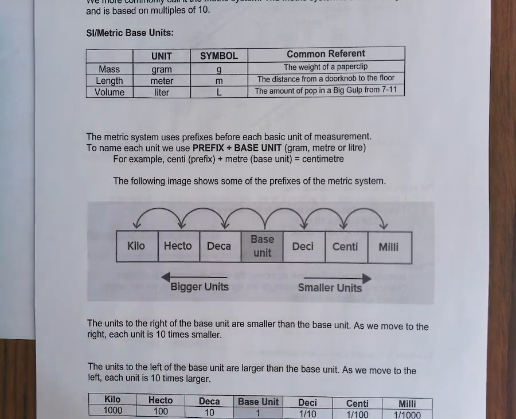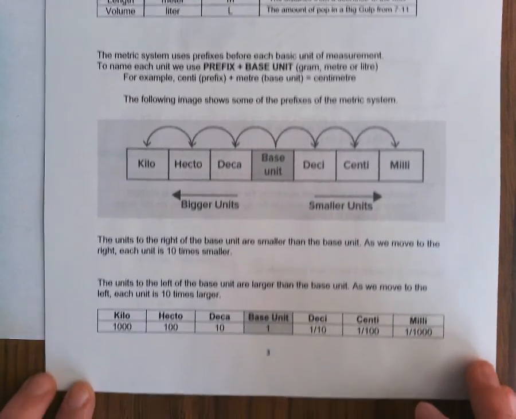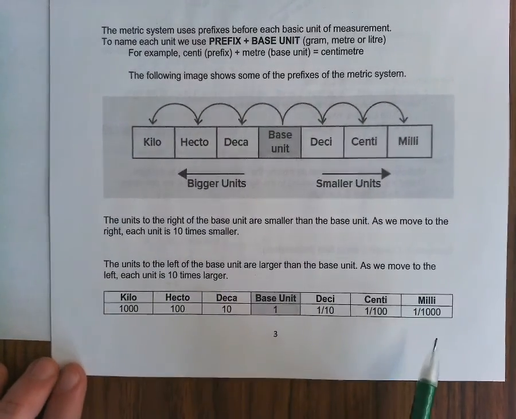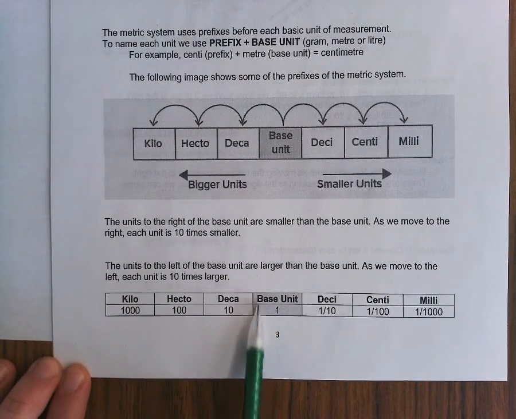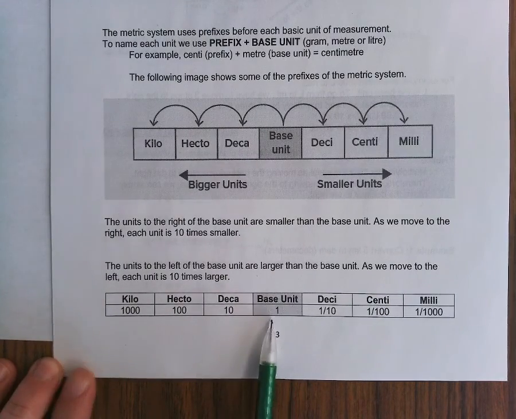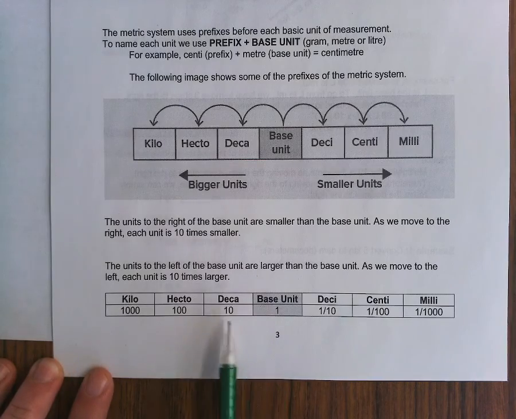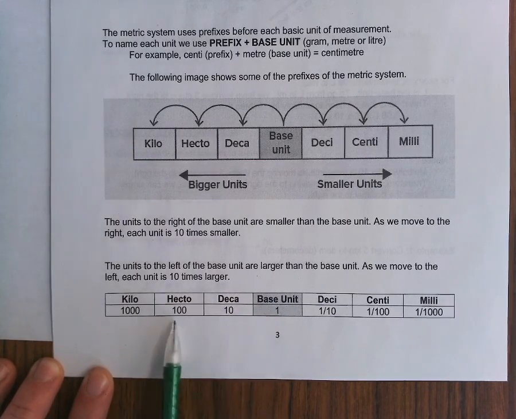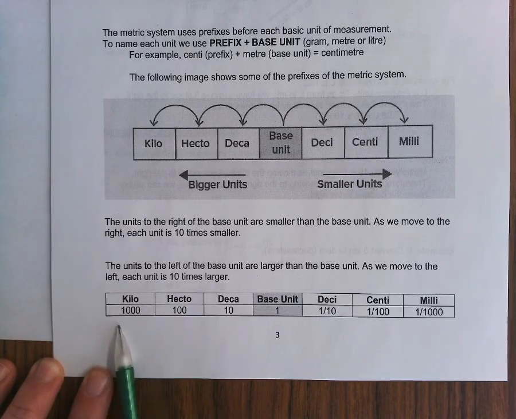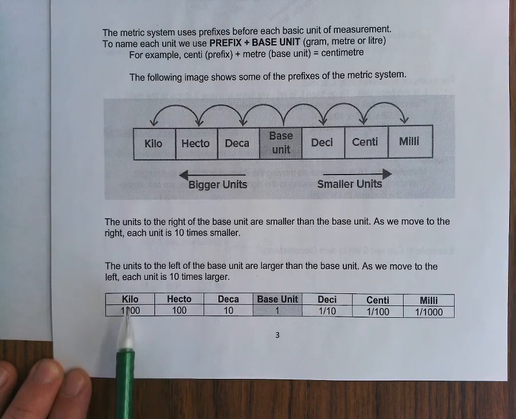You'll see at the bottom of your page here, there's another little table that just shows you that if your base unit was 1, then each of these units is going to be 1/10, 1/100th, 1/1,000th of the base unit. And over here, for every 1 of the base unit, you would have 10, 100, or 1,000 of that base unit to be equal to this new unit. So these are all powers of 10.